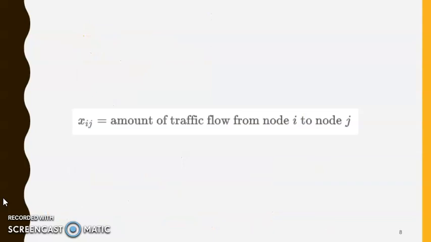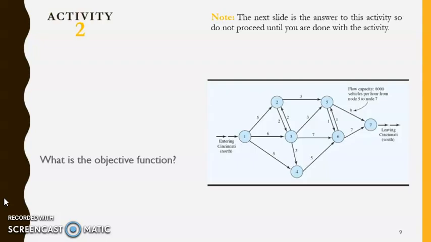And now we have the decision variables. That is the amount of traffic flow from node I to node J. Now that we have the decision variables, it would be easy for you to define the objective function. Remember, the objective function is maximizing something.